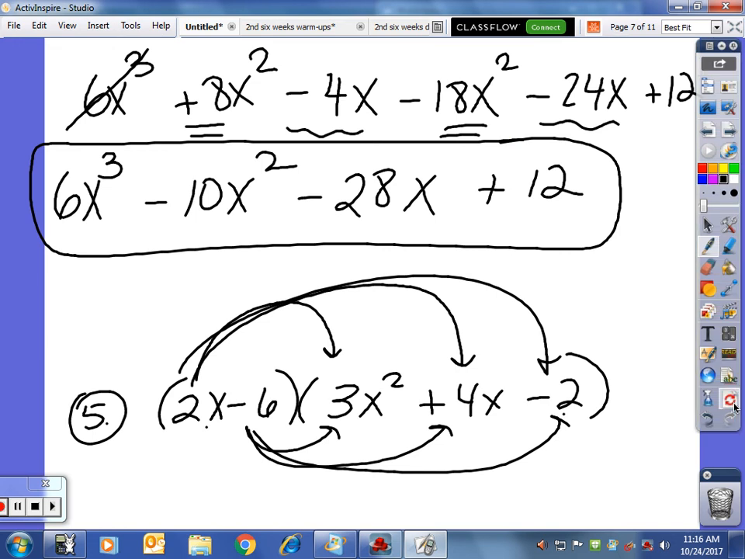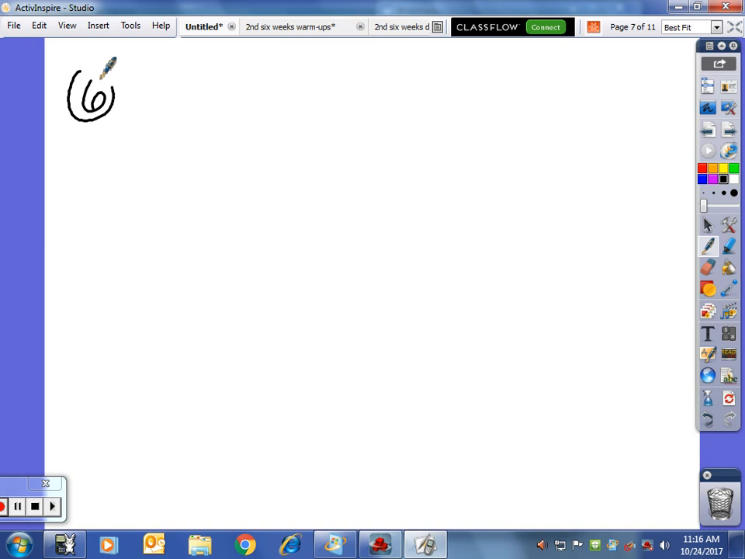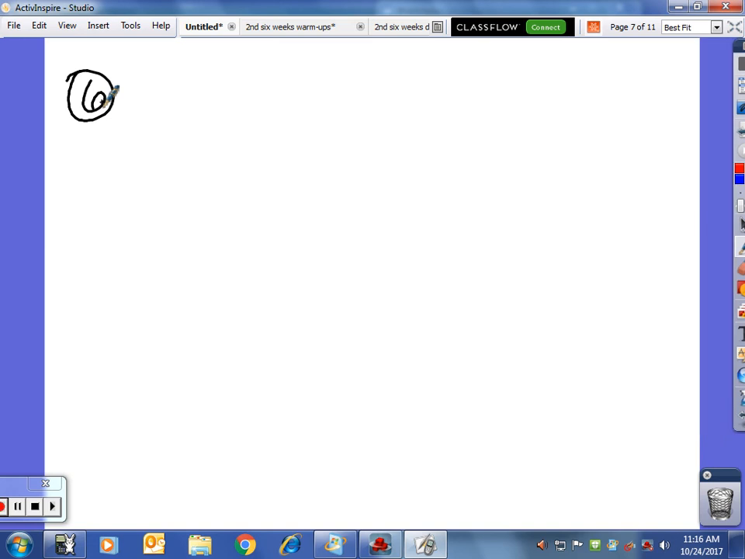Okay, now let me show you where I start to see weird things happening. Think about this one carefully. Your directions here are to multiply. That's what squaring something means. You're going to multiply.